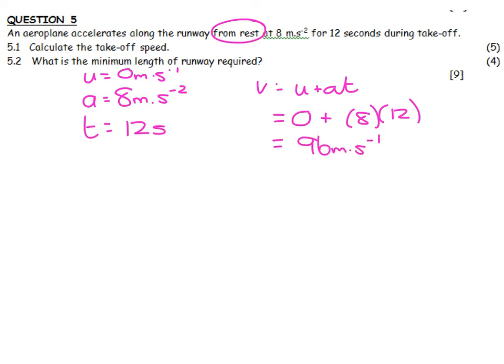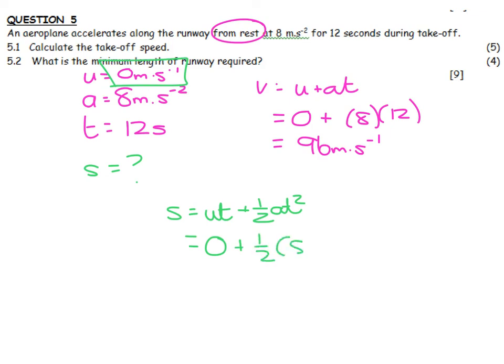What is the minimum length of runway? So now I'm interested in S. S is equal to ut plus a half at squared. And that is equal to 0 because there's no initial velocity. Plus a half 8, 12 squared is equal to 576 meters.